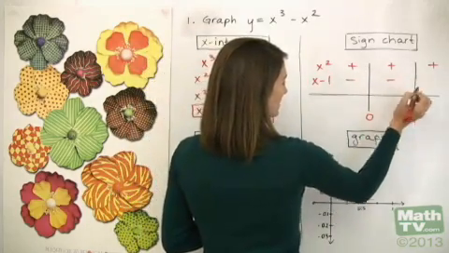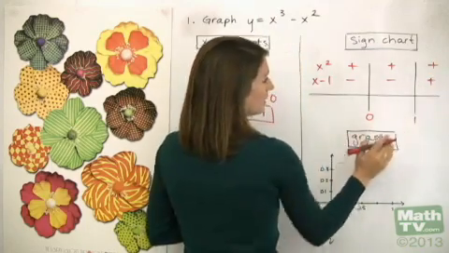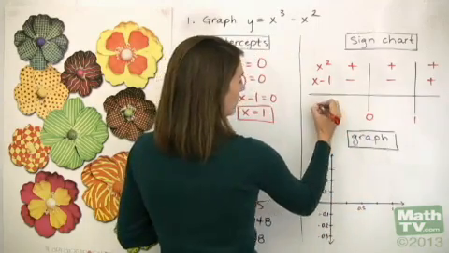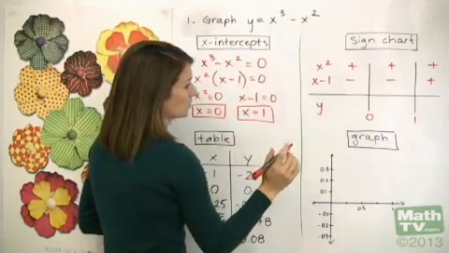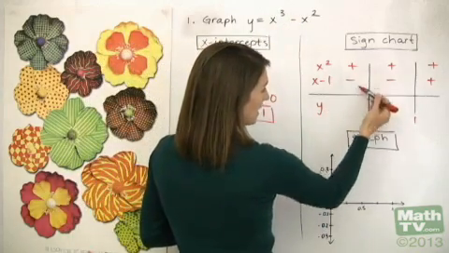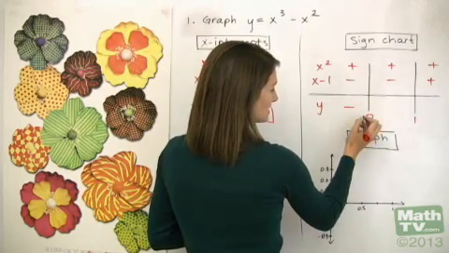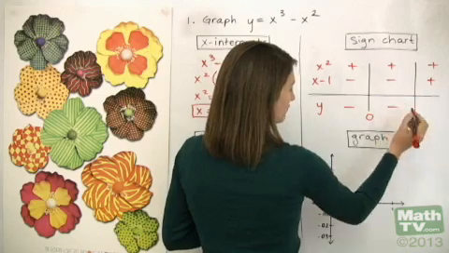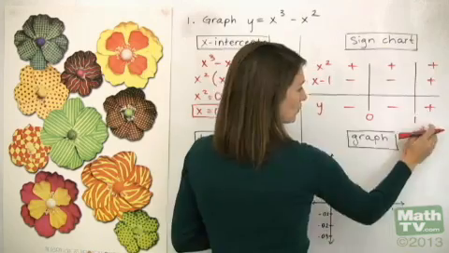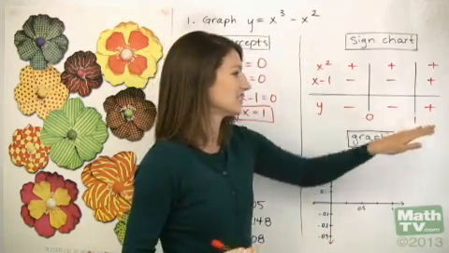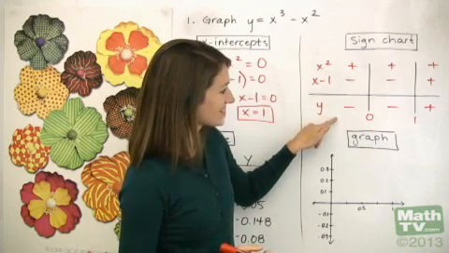For our factor x minus 1, the sign is going to be negative when it's less than 0. It's going to be negative when it's between 0 and 1, and it's going to be positive when it's greater than 1. Now for our function of y, so this is x cubed minus x squared, then we can tell based on these signs here that our function is going to be negative when it's less than 0. It's going to be negative when it's between 0 and 1, and it's also going to be then positive when it's greater than 1.